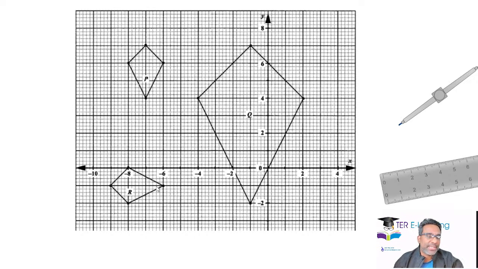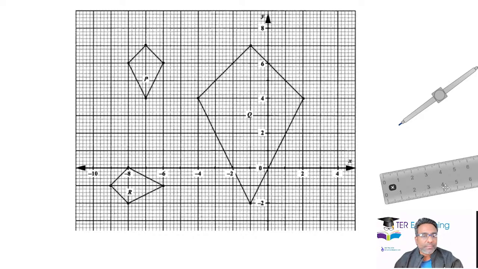Now, if you notice R, the orientation of R has changed. Since the orientation has changed, there is a good chance that the transformation that maps P to R is going to be a rotation, right? In this particular case, you need to figure out where is the center of rotation, because that is required in order for you to get the mark for this particular question, right?